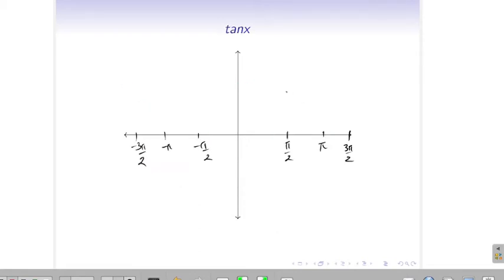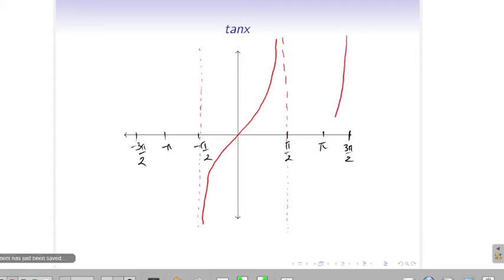Now let's see the graph of tan x. At 0 it becomes 0, as tan pi by 2 goes to infinity. So the graph will go like this. Tan minus pi by 2 goes towards minus infinity. And there is an asymptote at pi by 2, meaning it will not touch this line. It will go closer and closer and closer. The same thing will happen at minus pi by 2. It will go closer, but it will never touch. So this is one branch only. The second branch of tan x goes something like this.